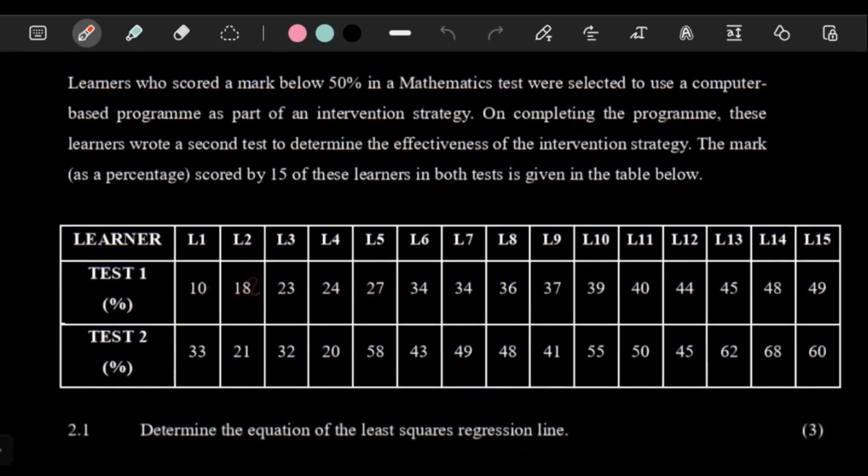Okay. So we have test 1. These are the marks of the learners, learner number 1 until learner number 15. And clearly for test number 2, it looks as though the marks did go higher because for each individual test, it looks like everyone scored higher than the first test. Not necessarily everyone, but except for this person, maybe.